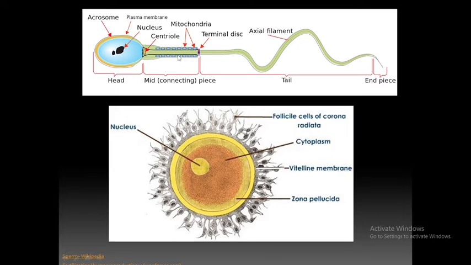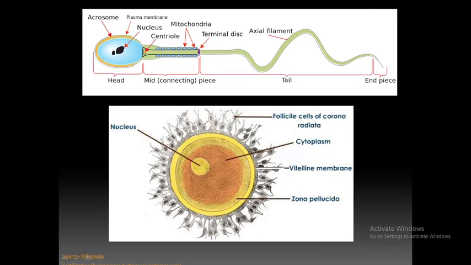In the middle piece, a number of mitochondria are circled around. The main function of the mitochondria is giving the energy for the movement of the male gamete. And the tail is just for the motility.